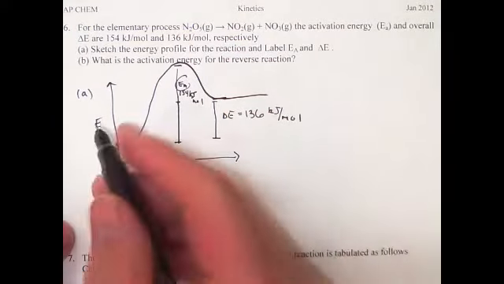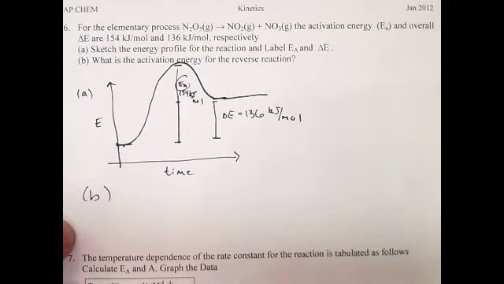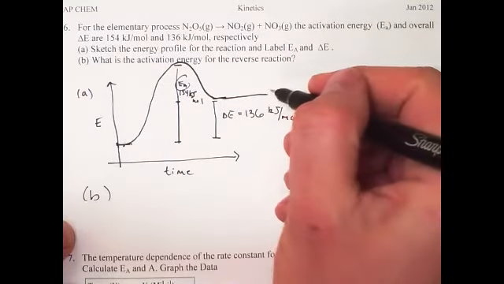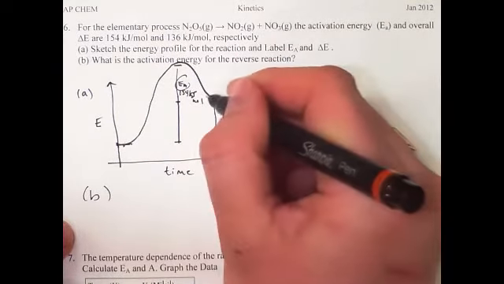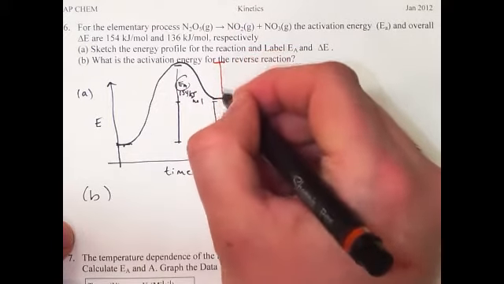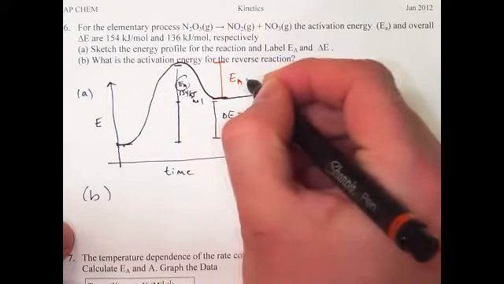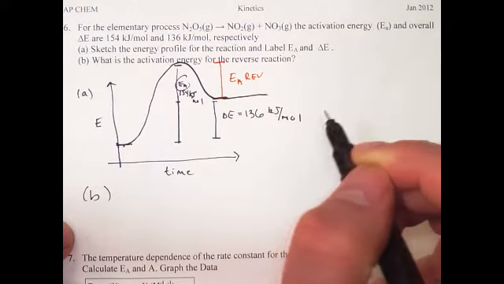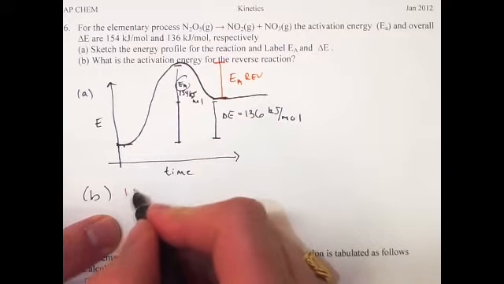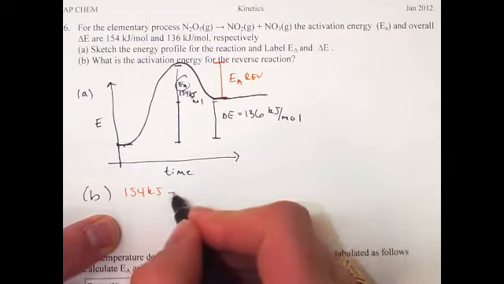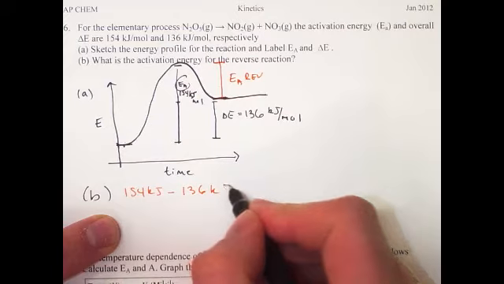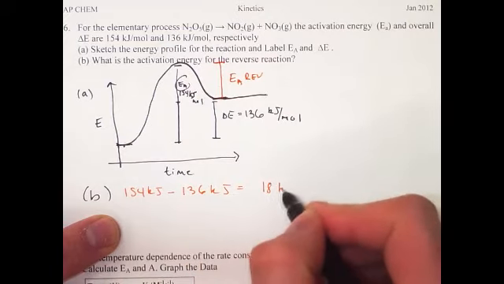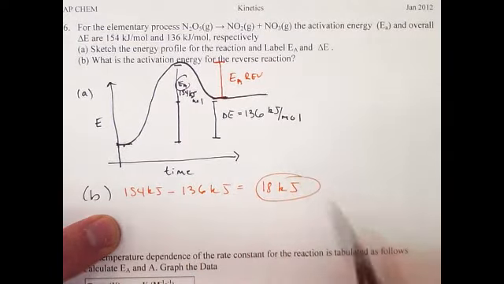What is the activation energy for the reverse reaction? So if I was going backwards on this picture, rather than redraw it, picturing it going backwards this way, the activation energy would just be this part. And to figure out the difference, it would just be 154 kilojoules take away 136 kilojoules, equals 18 kilojoules. So the reverse would be backwards.